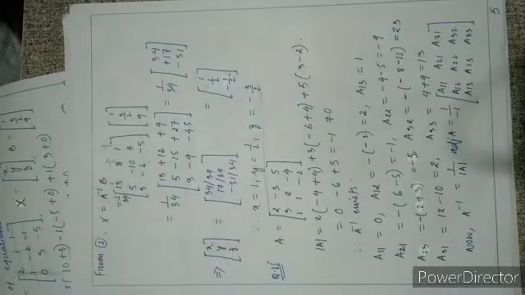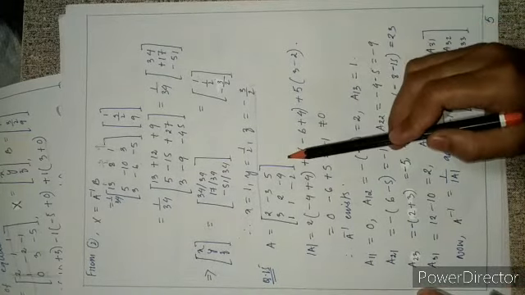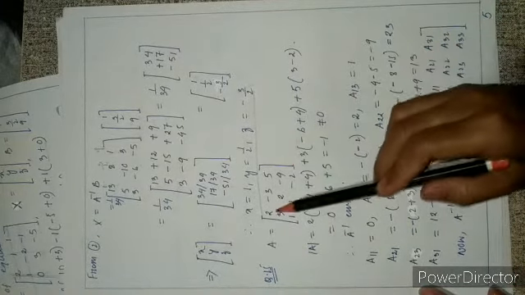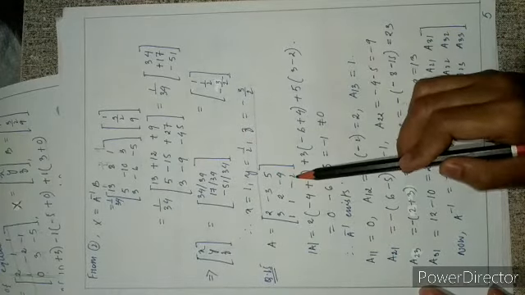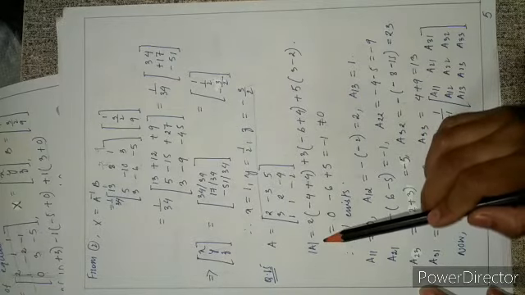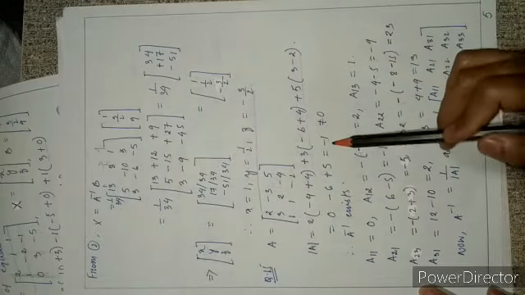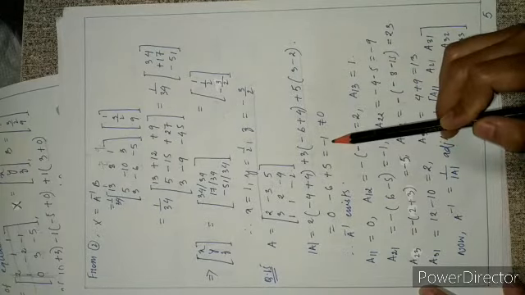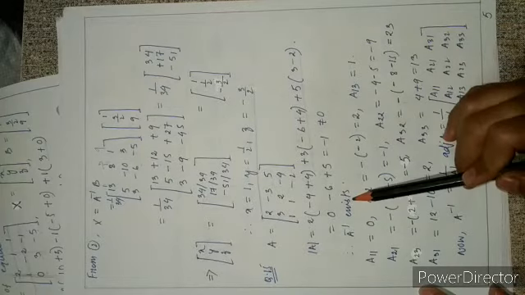Question number 15. First write the elements of the matrix A, whose elements are 2, -3, 5, 3, 2, -4, and 1, 1, -2. To find the inverse, we need to find the value of determinant A. Expanding along the first row, the value of determinant of A is equal to -1, which is not equal to 0. Therefore, A inverse exists.